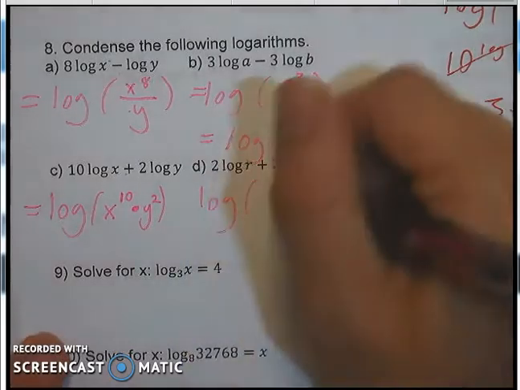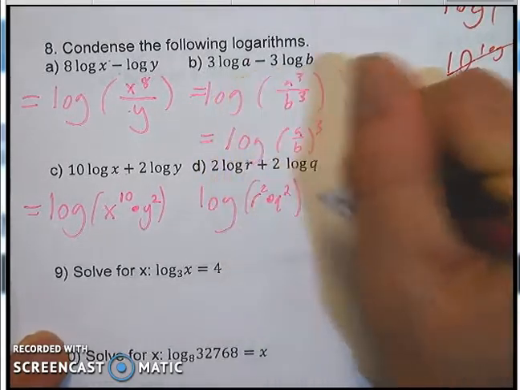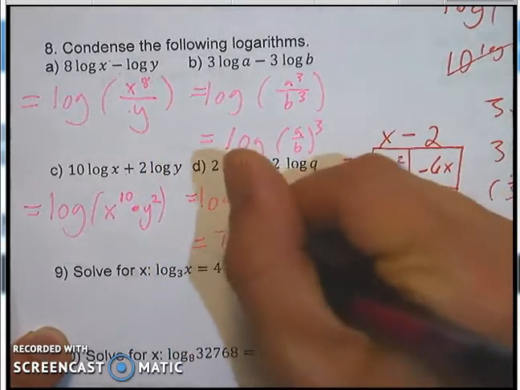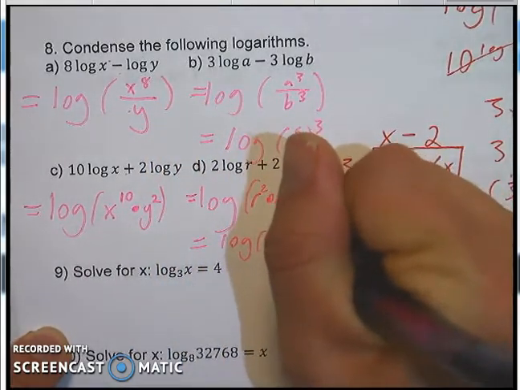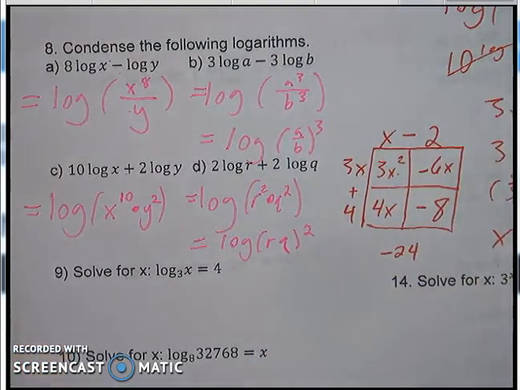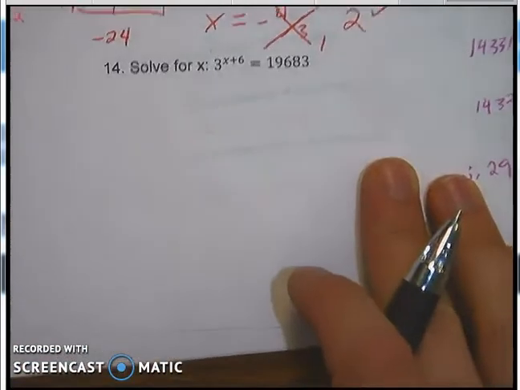Same thing on the next one. We've got multiplication in there. It's going to be r squared times q squared. Since they are both squared, another way to write it would be log of r times q, quantity squared. You can bring that exponent on the outside, and that squared will go to the r and q. So there are 2 acceptable answers there. That's number 8. I want to talk about number 14 next, which is a solving problem.